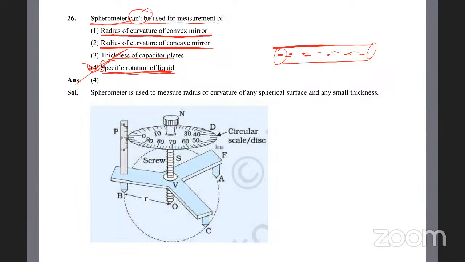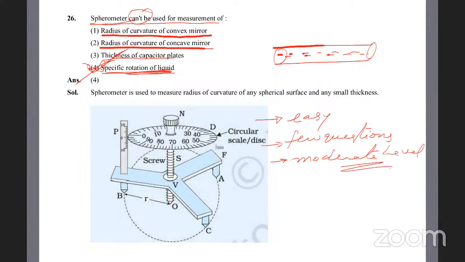So finally, when compared overall, the paper is easy, and there are a few questions of moderate level, not very tough. So it is easy to score 95%. Easily you can score this one.